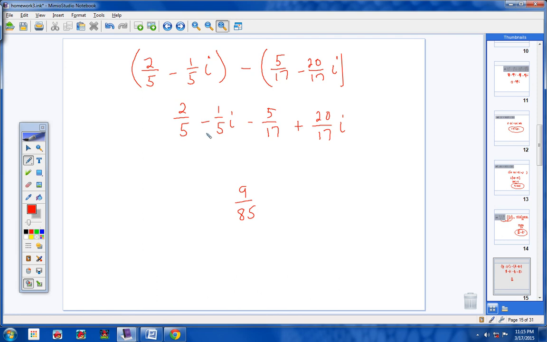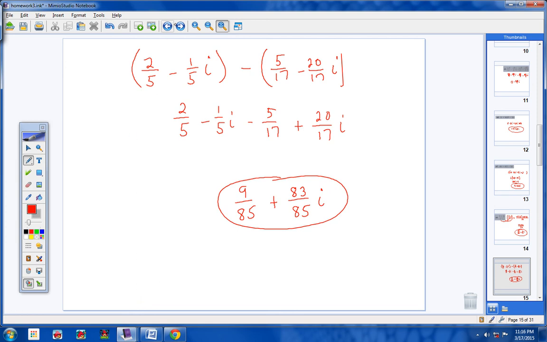Now, a negative 1/5 plus 20/17, those are your i terms. So negative 1/5 plus 20 divided by 17. And you will get 83/85 positive i. There we go. Alright, students, so really not too difficult, okay?